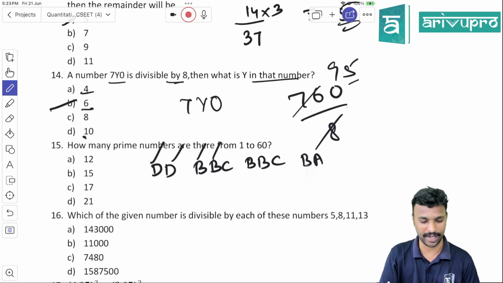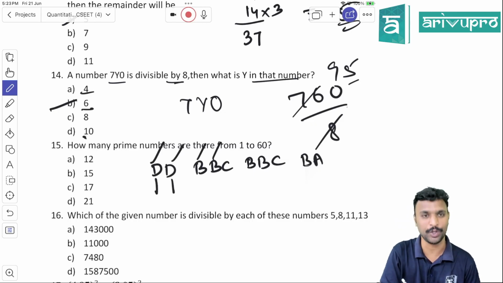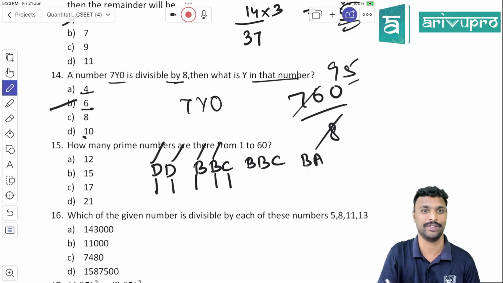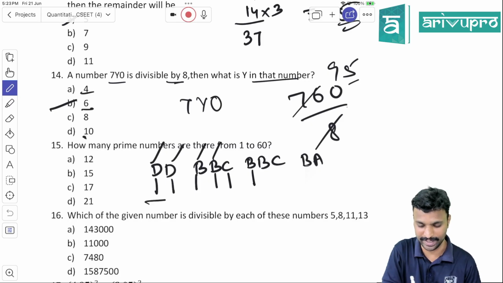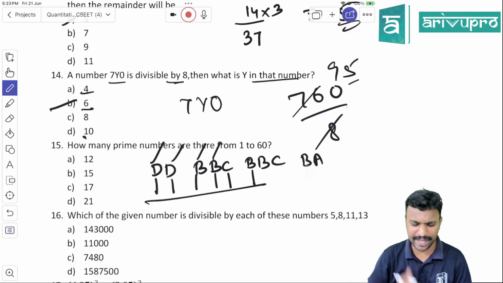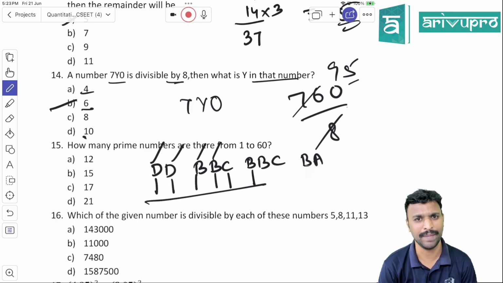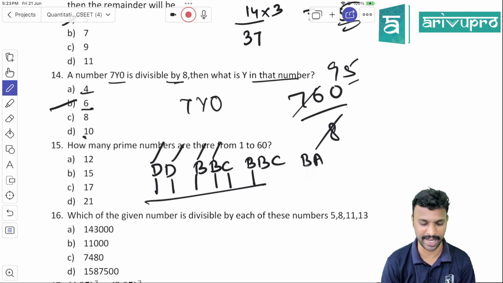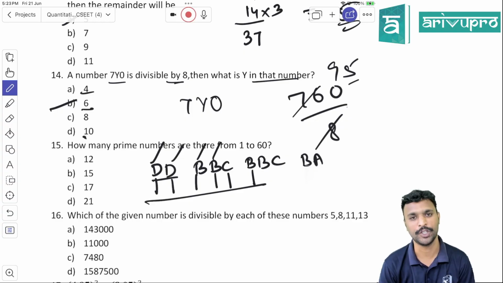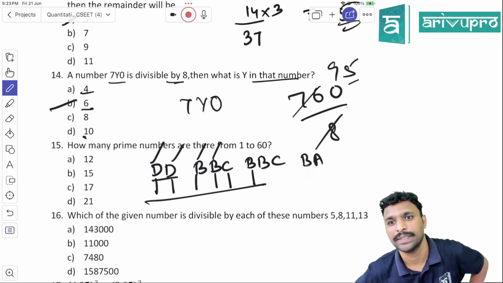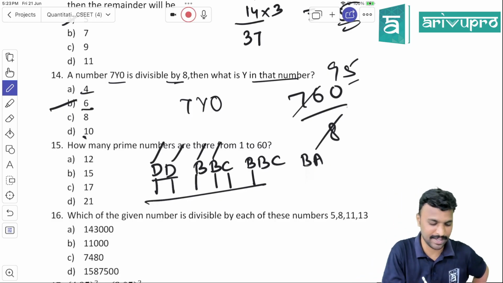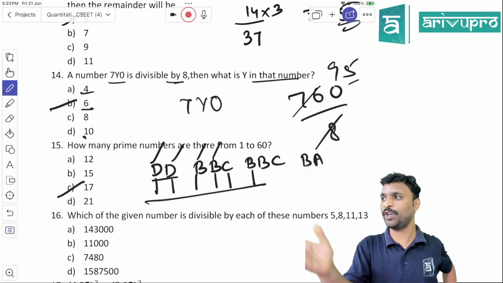You have to count up to what? 1 to 10, 11 to 20, 21 to 30, 31 to 40, 41 to 50, 51 to 60. Only this much you have to count. How many B's are there? 3 B's. 3 B's means 2 3s are 6. How many C's are there? Only 1 C. C for 3. 6 plus 3, 9. How many D's are there? 2. 4 2s are 8. 9 plus 8 is 17. Answer is 17.